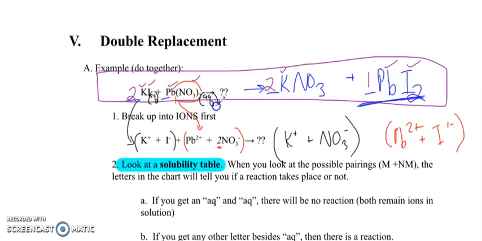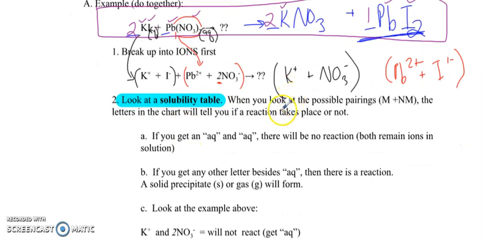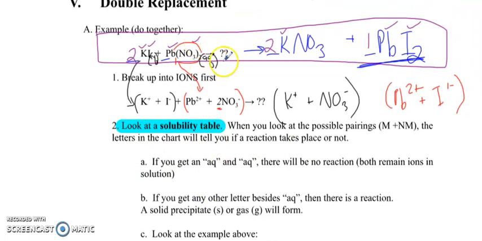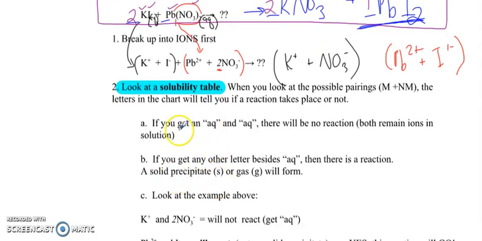So we have an aqueous plus an aqueous. When you look at the possible pairings, metal and nonmetal, the letters in the chart are telling us what they will be. So for this to actually be a reaction that produces something new, I have to get something new. It has to be a new solid, has to be a new gas. If you get aqueous and aqueous, there will be no reaction. Both remain ions in solution.